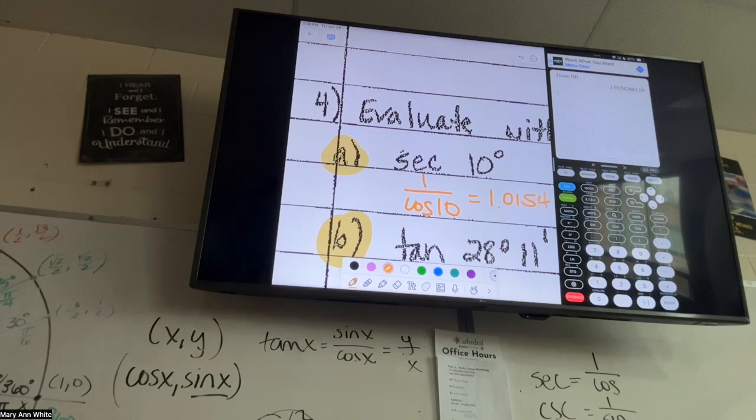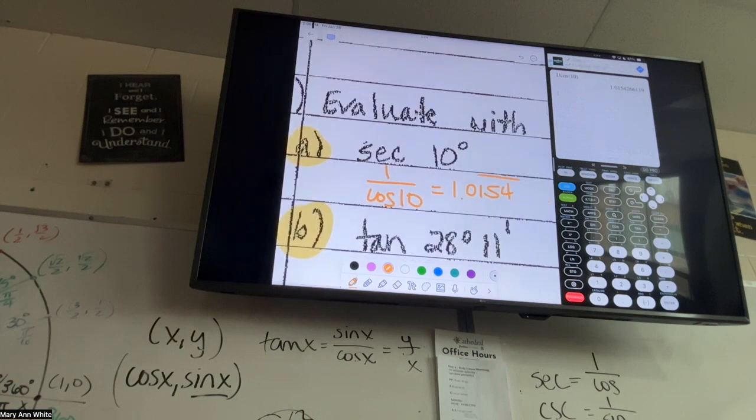1.0154. Let's go 4 places after the decimal here. I put 1 divided by cosine of 10 in the calculator. 1 divided by cosine 10. Enter. You get what I get? Perfect. Okay. All right, the next one.